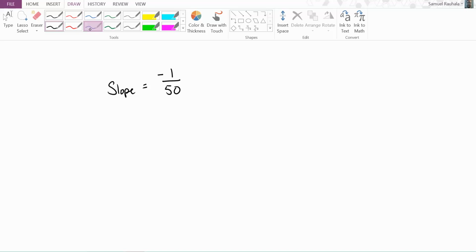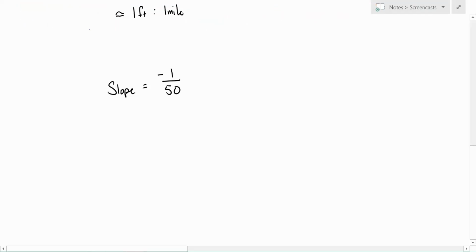Negative because, pause now for dramatic effect, answer in your own mind, unpause when you're ready to go. Because we're going down, right? This is going to have a negative slope as we descend. So we're going to go down 1 for every 50 we go over.